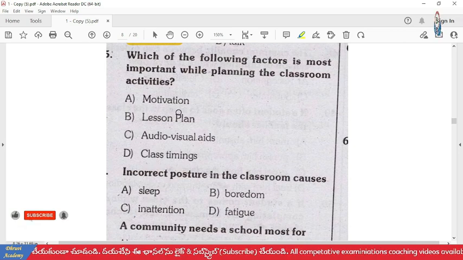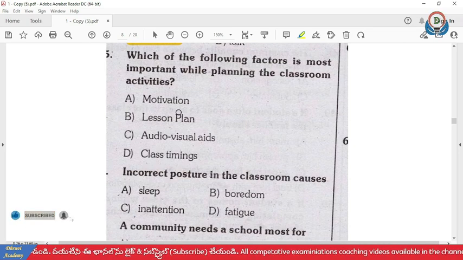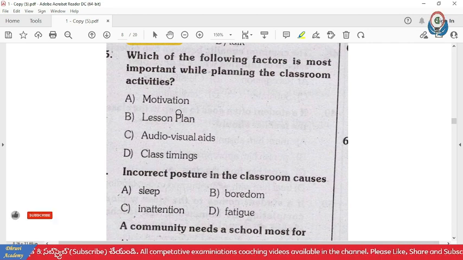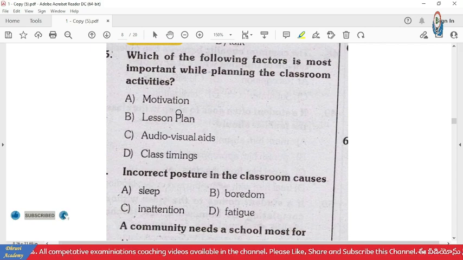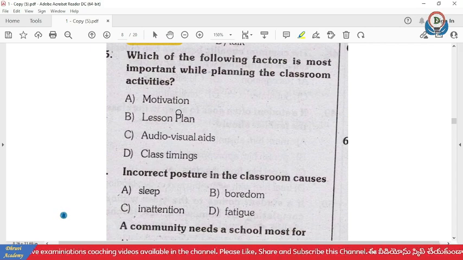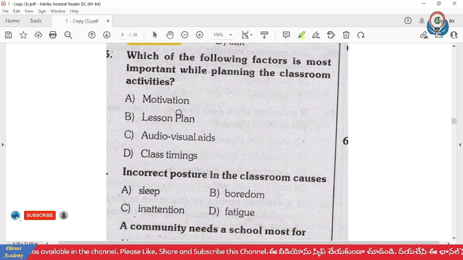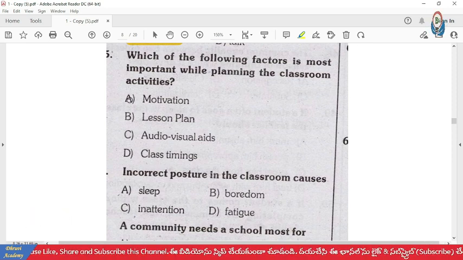Which of the following factors is most important while planning the classroom activity? A. Motivation. B. Lesson plan. C. Audio visual aids. D. Class timings. Which is the right answer? Most important in planning the classroom activities, they are saying classroom activity, it will be motivation.